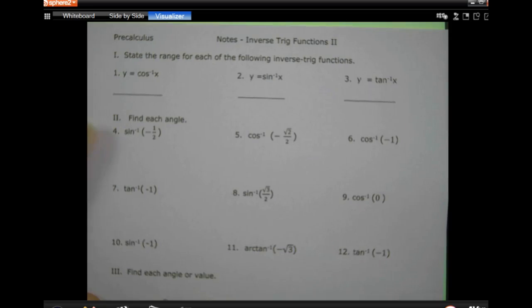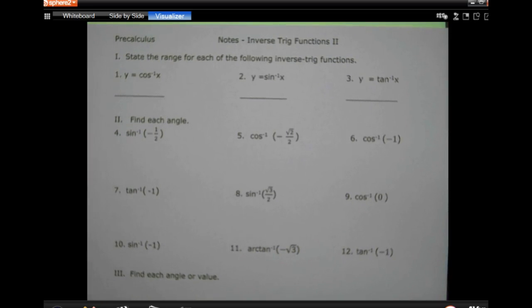Okay, so we're going to go back over some of yesterday. First of all, you might want to have your notes out from yesterday, the blue ones, because that'll be helpful to do today.